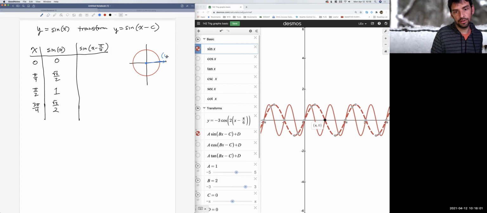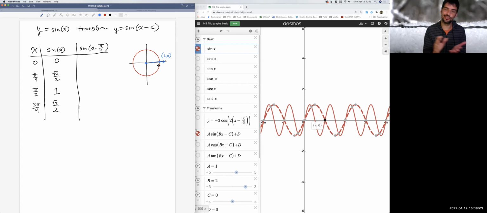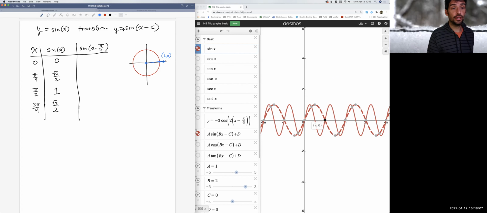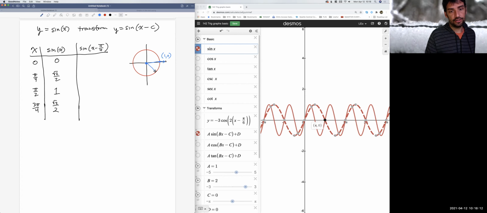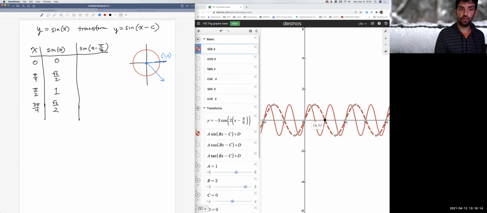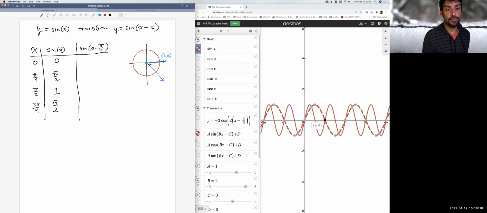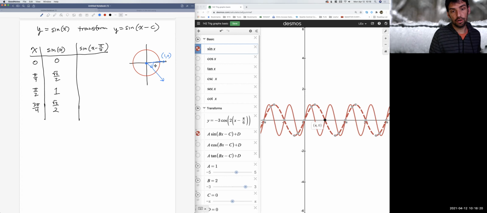So this is 1, 0. So when the angle is 0, it's just laying flat and we pop out that 0. But now when we put in 0, we get negative pi over 4. So that's an angle, right? Because I've got this subtraction in here. So when I put x equals 0, my input is 0 minus pi over 4 or negative pi over 4.